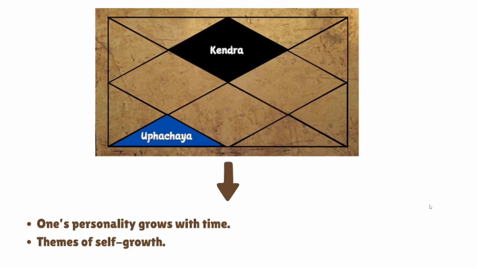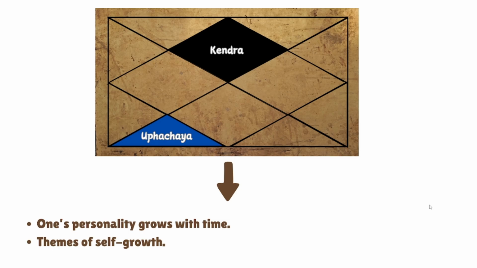Now the first house is part of the kendra houses. Kendra houses are the four most basic pillars of any chart. House number 1, 4, 7, and 10 are called the kendra houses, and they represent yourself, your happiness, your spouse, and your career respectively.